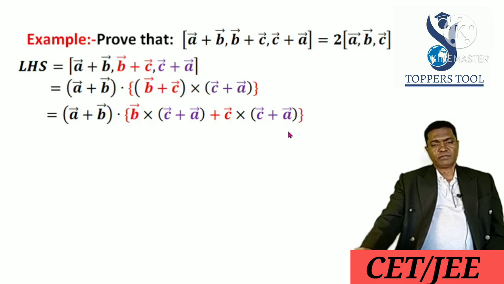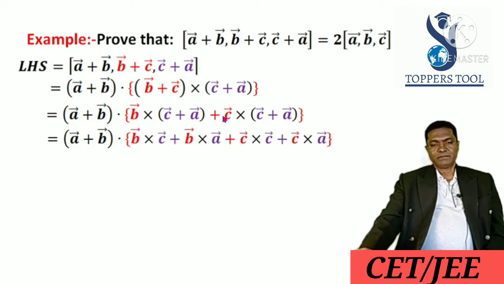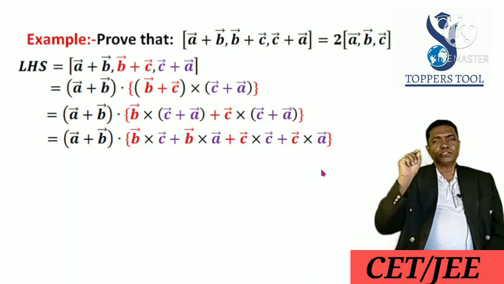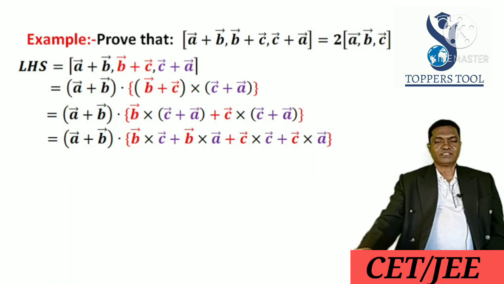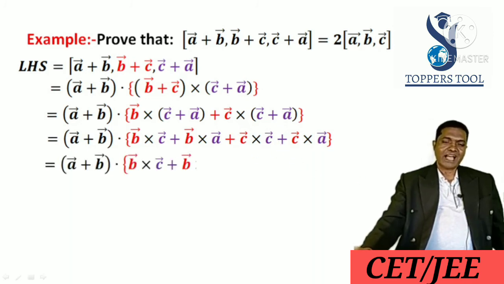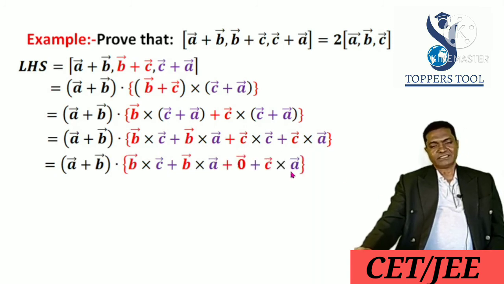First you have to simplify this bracket term. So this is as it is. Now you can write B cross C plus B cross A plus C cross C plus C cross A. And one important thing that I stated earlier, the cross product of two similar vectors is always 0. So here you have vector C cross vector C, which is 0. So you can replace this by 0 and the rest of the thing as it is. So this is kept as a 0 vector.